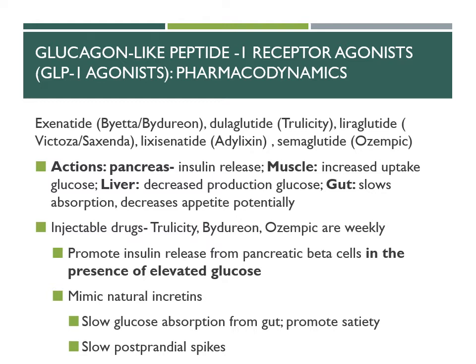But among these, we have Byetta, Victoza, and Saxenda, which are daily sub-Q injections, and the others are weekly. So Trulicity, Bydureon, and Ozempic are weekly, which is very convenient. They all come in pens, which is very convenient for patients to use and easy to teach. The main problem with any of these drugs is the cost. So they're definitely a good first go-to right after metformin if the patient can afford it.